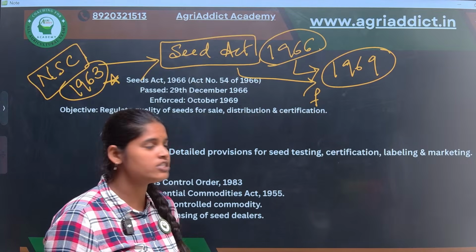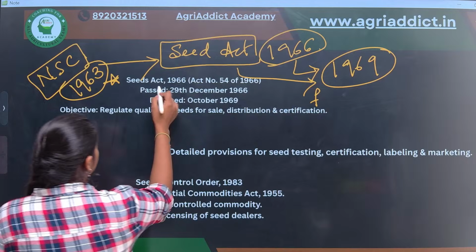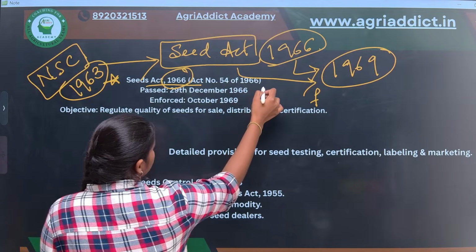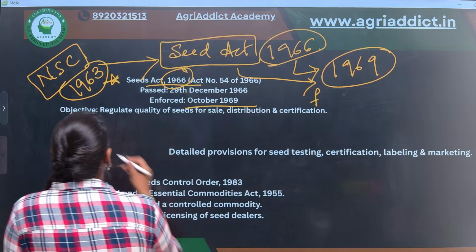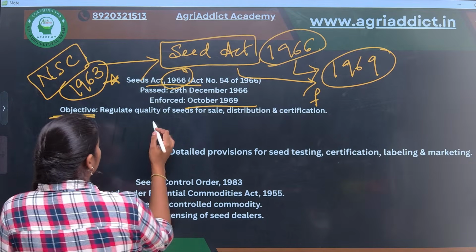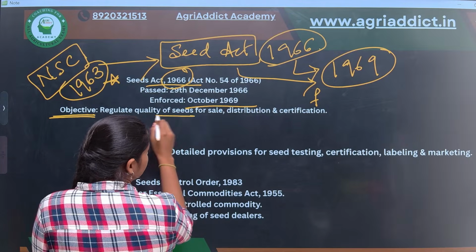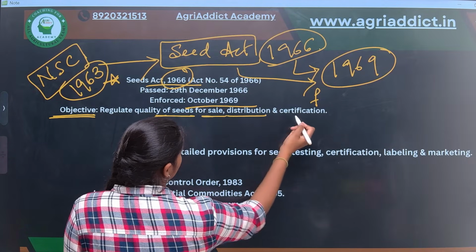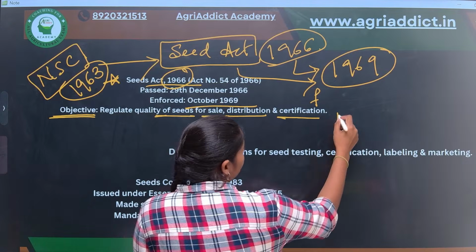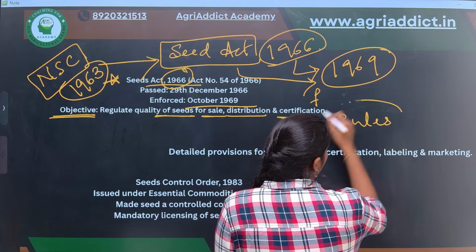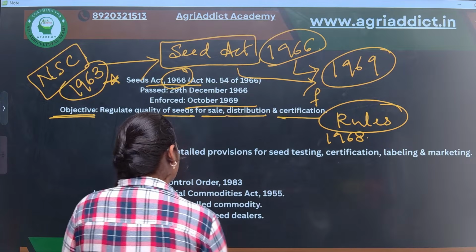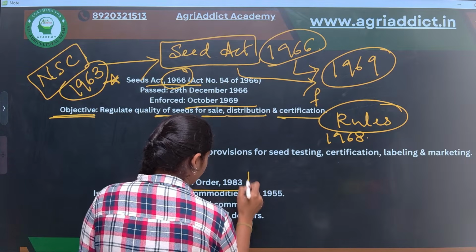So what are the provisions in the Seed Act? The Seed Act, enacted in 1966 but enforced in 1969, has the main objective to regulate the quality of seeds which are for sale, for distribution, and for certification. To regulate this act, we have rules, right? That is in 1968. Then the Seed Control Order.